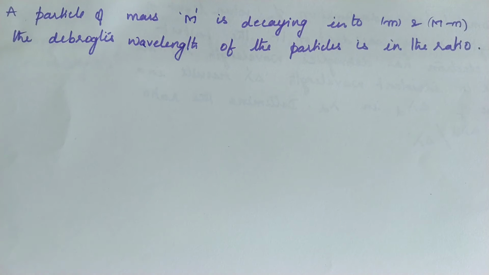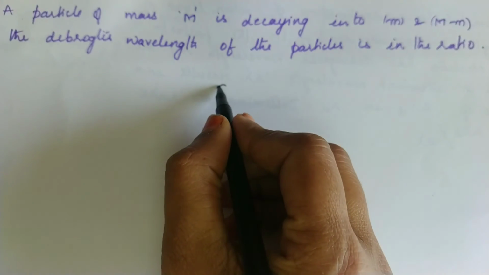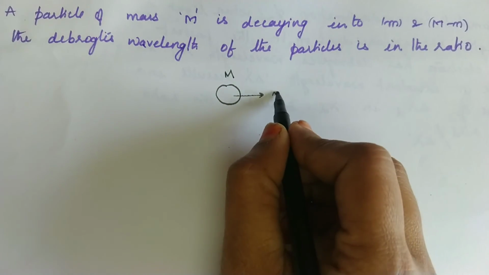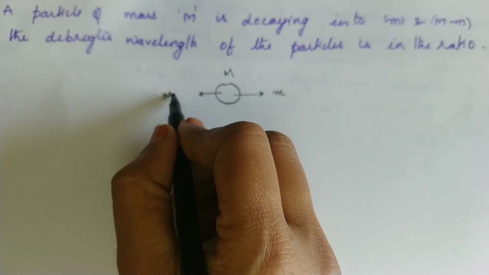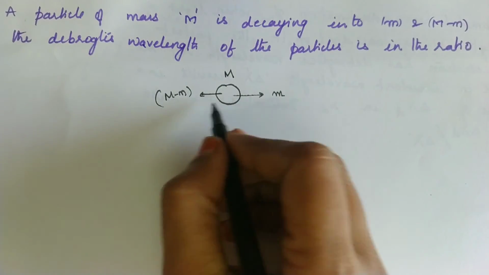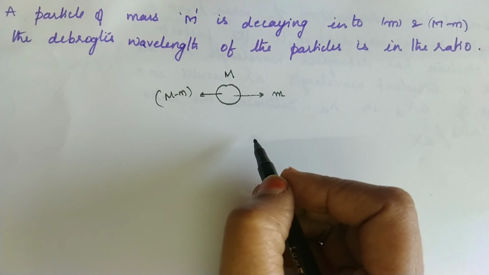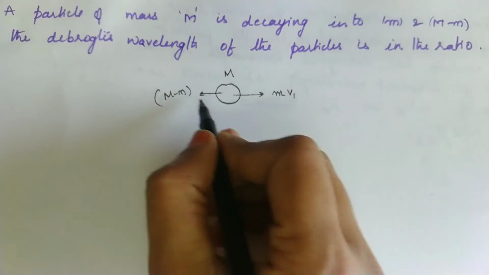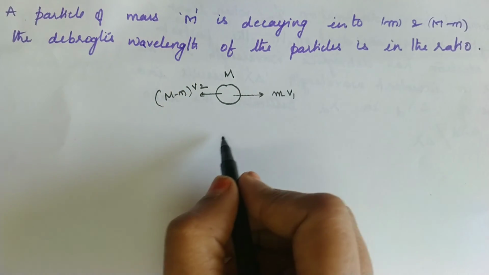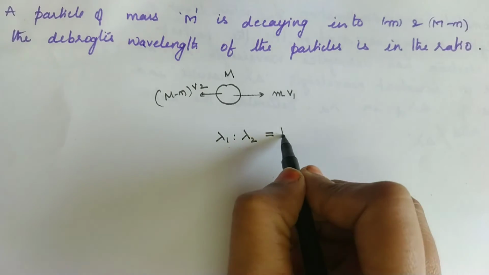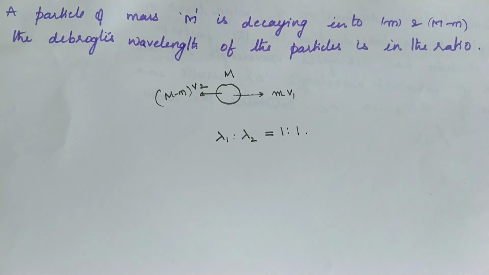A particle of mass m is decaying into small m and M minus m. The de Broglie wavelengths of the particles are in the ratio? During a decay, if the total mass is M, and it is decaying as m and M minus m, these two particles possess the same momentum. If it is emitting a particle of mass m, then the remaining particle will recoil such that their momentums are equal. As long as their momentums are equal, their de Broglie wavelength will remain as 1 is to 1.